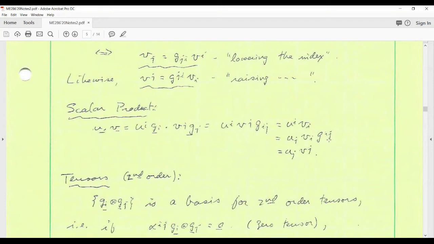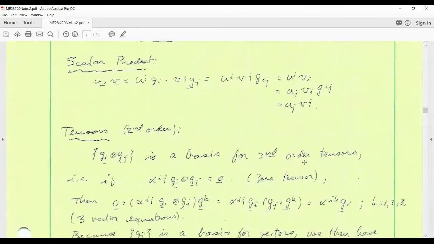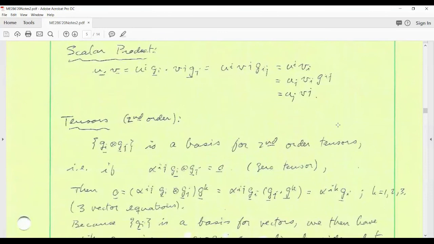And finally, the fourth and last way would be to regard v sub i as just the index-lowered version of v super j, right? v sub i g super ij is v super j. So we have this fourth way of writing the dot product. And you'll see all these ways used frequently.